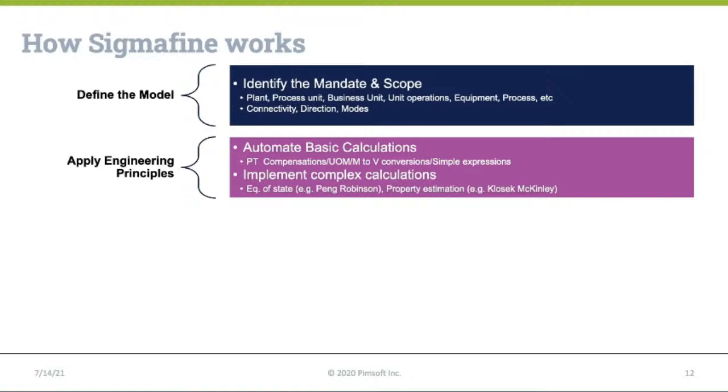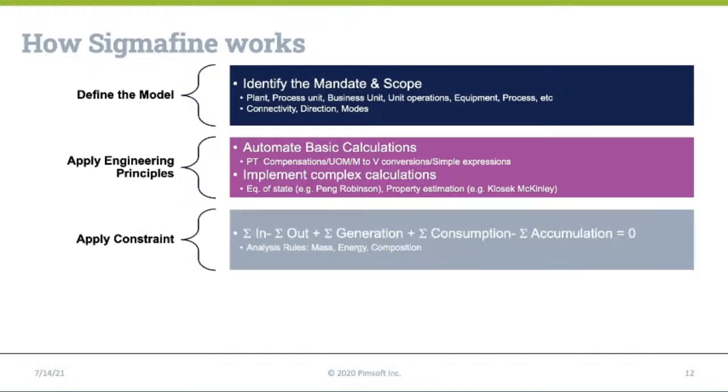You could apply Sigmafine to a plant, a process unit, or an equipment. Apply engineering principles using basic calculations such as unit of measurement, mass to volume conversion, and other simple calculations, or apply more complex calculations such as thermodynamics, equation of states, and/or property estimations. After this, apply multiple balance equations to find minimal adjustment to measure data. You can use different analysis rules such as mass, energy, and composition.